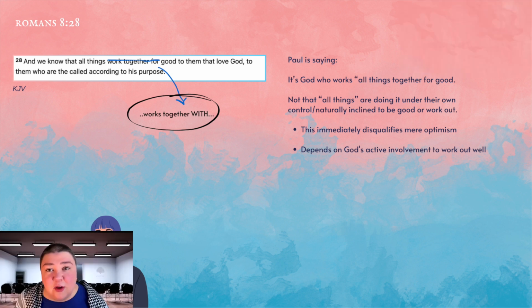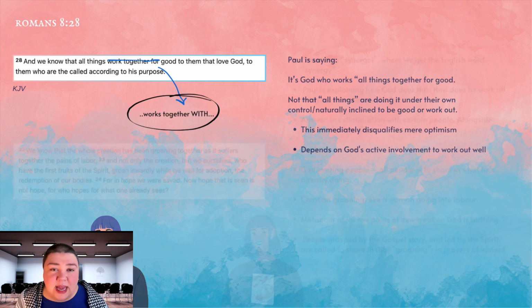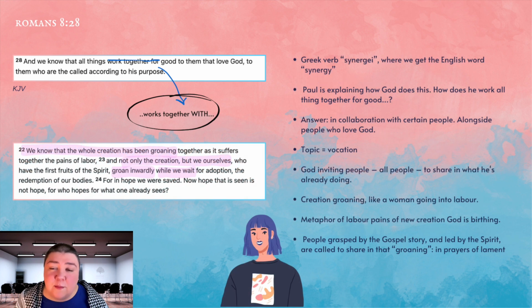And secondly, by looking at this word synergei, where we get the English word synergy from, Paul is explaining how God does this. He does it in collaboration with certain people, alongside people, those who love God. A topic of Romans 8 has to do with vocation. God invites people, all people, to share in what he's already doing. Now, in Romans 8, we get the fuller picture of Paul's idea, and he explains how this works in practice.